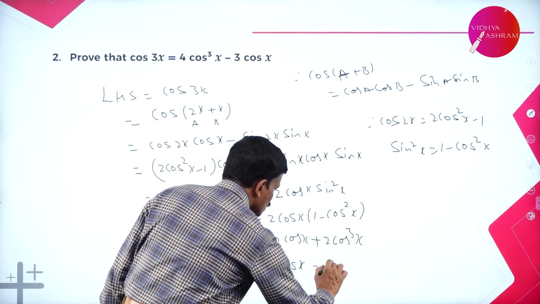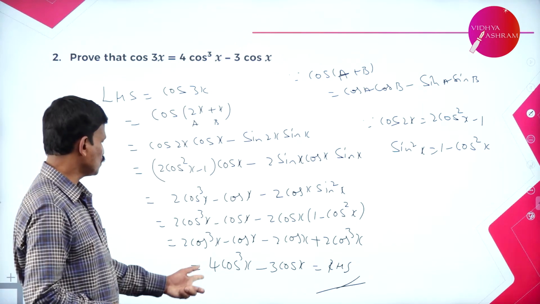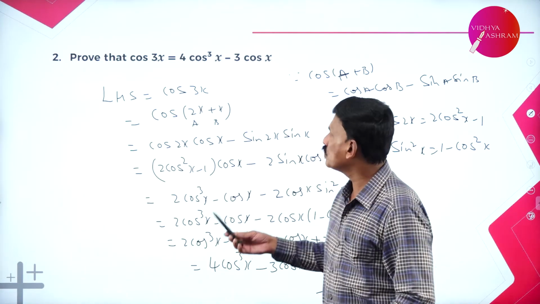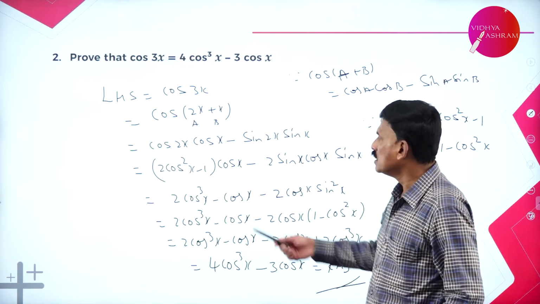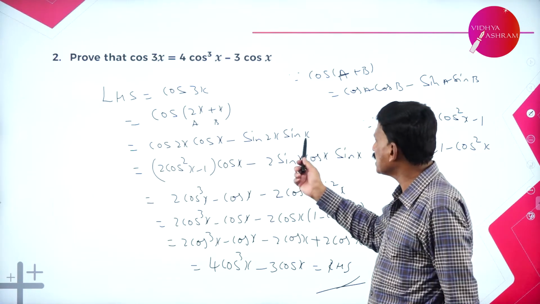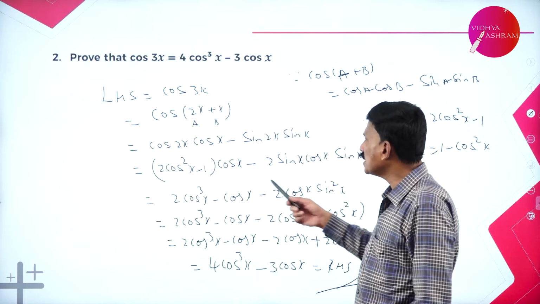So this is the required RHS. See here, 4 cos cube x minus 3 cos x. So that means cos 3x is equal to 4 cos cube x minus 3 cos x. Very simple. Just cos (2x plus x) is cos (a plus b), which is cos a cos b minus sin a sin b. So cos 2x into cos x minus sin 2x into sin x.